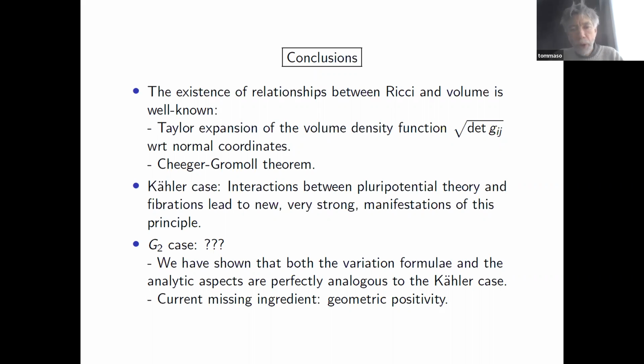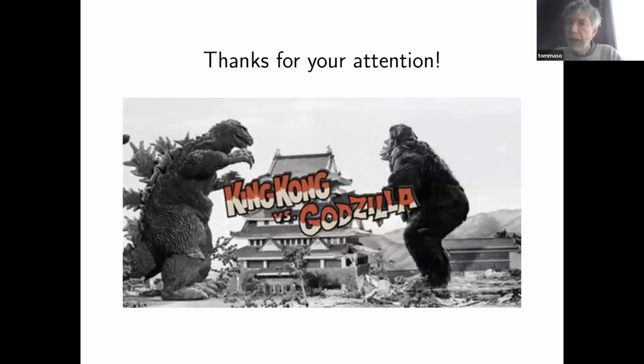But what we do not have in the current G2 situation is the extra ingredient of geometric positivity. We do not know how to define it. We do not know how to use it. And this is, I think, the type of framework in which it will be interesting to have that extra knowledge. So that's the end of the talk.